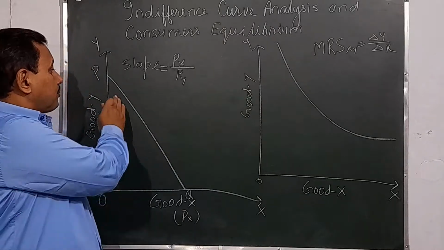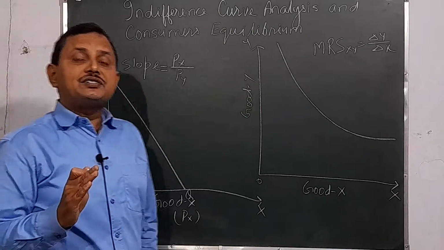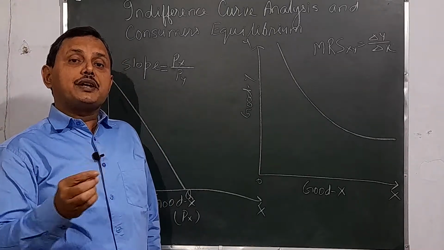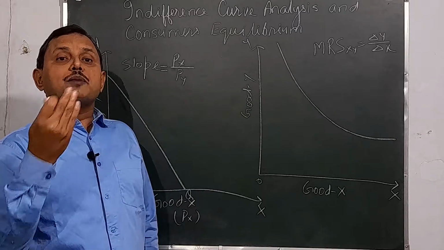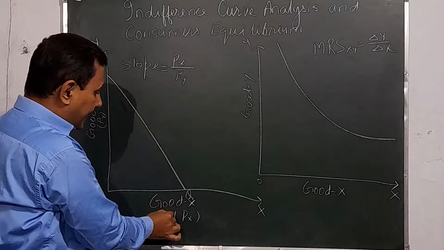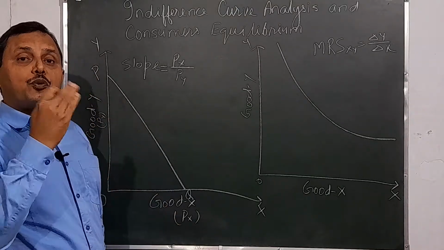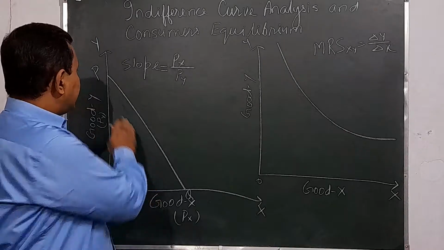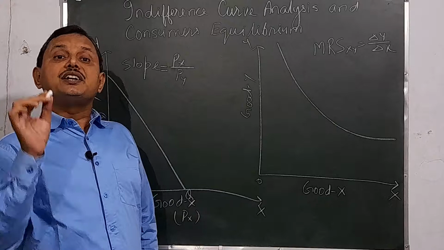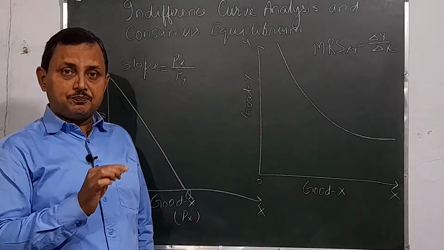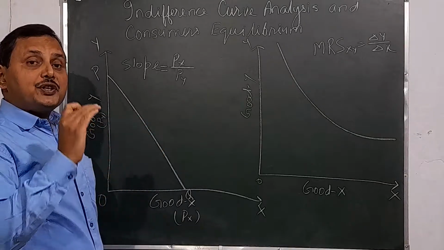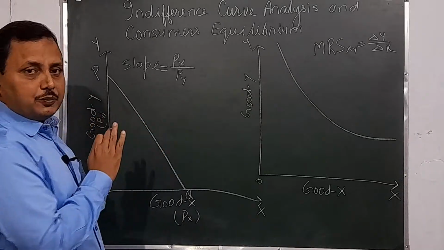Clear? Now, the budget line shows the various combinations of two goods which the consumer can afford or can buy by allocating his total budget or total income. So on this line, whatever the combinations of good X and good Y are there, the cost of all combinations is equal, and that is equal to the budget. But different combinations are offering different satisfaction levels to the consumer. Therefore, the consumer will choose the combination which will offer higher satisfaction.